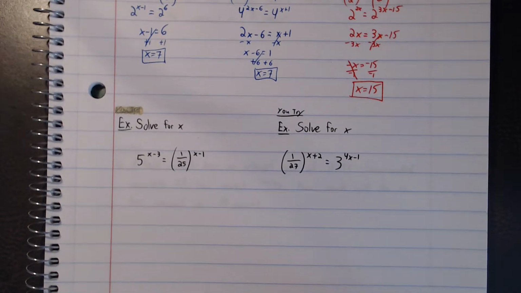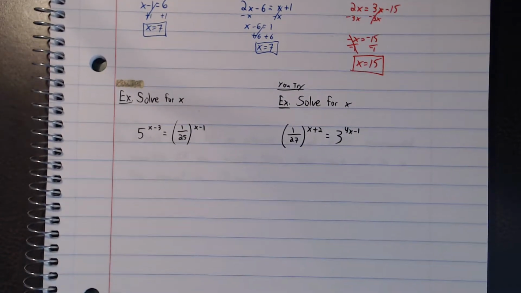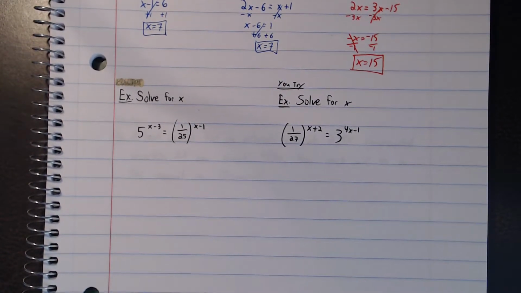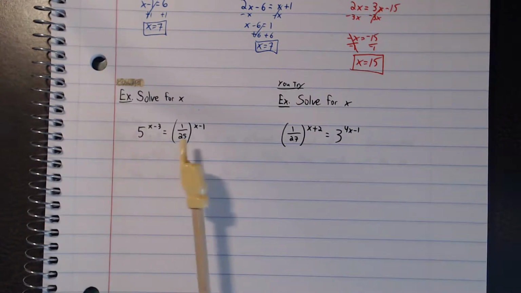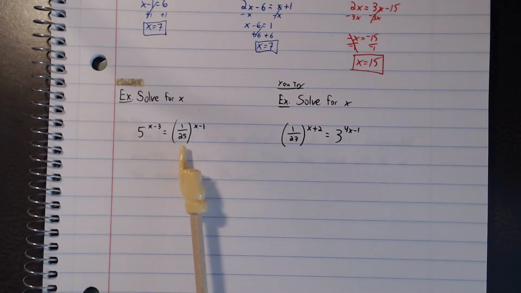There's another situation that we might come up with. Okay, this one, same instructions, right? Solve for x. We're not going to do much different. We still want our bases to match. But what I notice here is that I have a 5 and I have a 1 over 25.